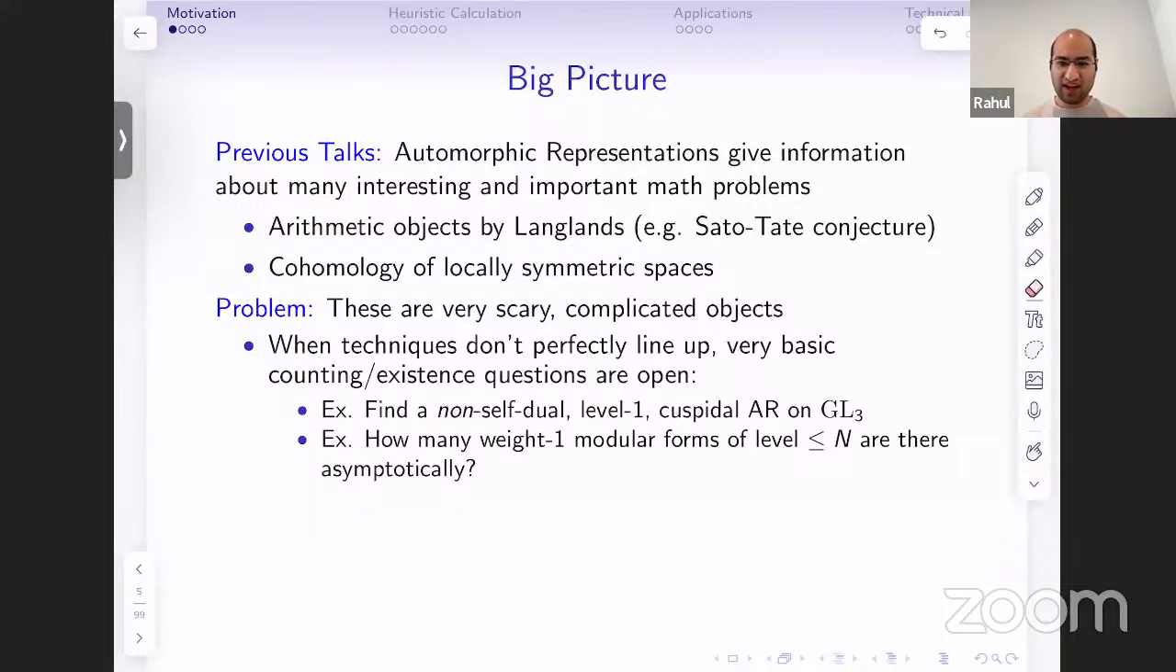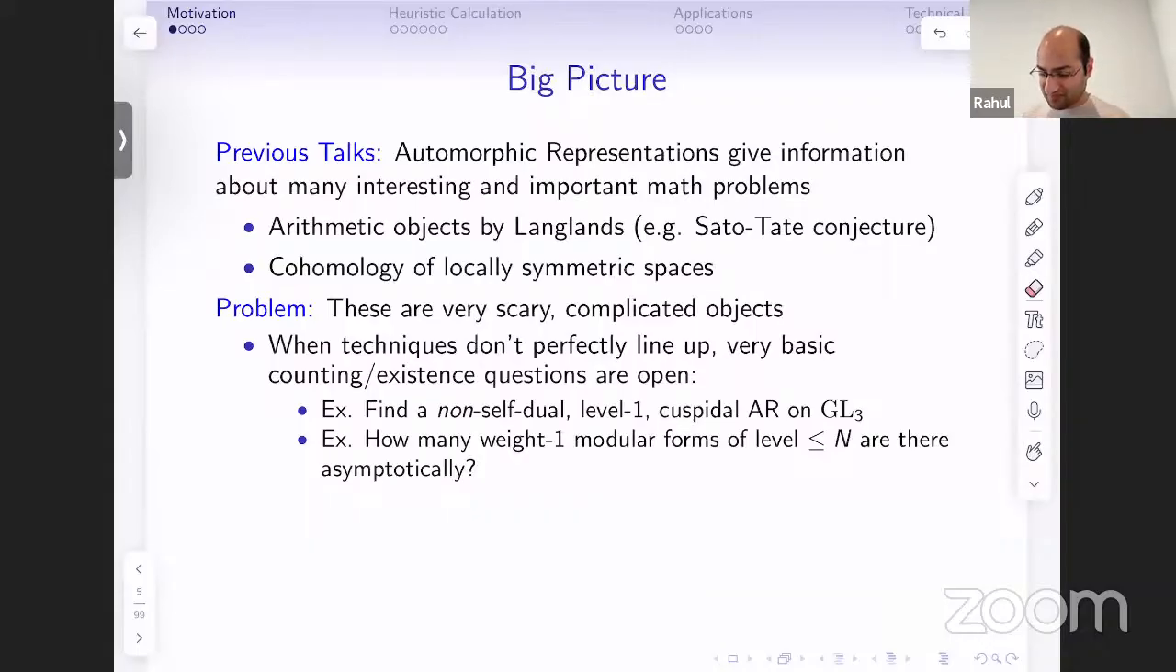For example, I'm going to use some of the language here, but I don't think anyone knows how to write down a non-self-dual level 1 cuspidal automorphic representation on even just GL3. And there are very simple problems that are open on GL2 even. I don't think there's a known asymptotic formula for how many weight one modular forms there are of level less than or equal to n. These are just two problems where the tools that we have don't apply, and they sound like things that people should know, and it's just completely open.